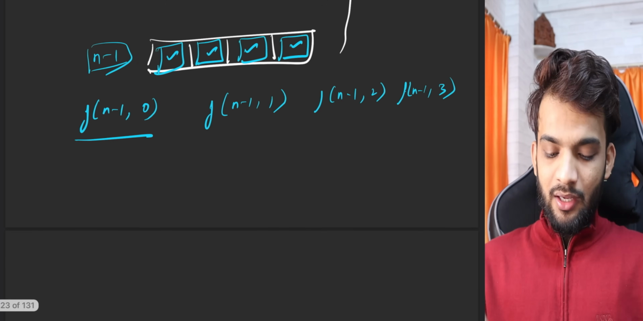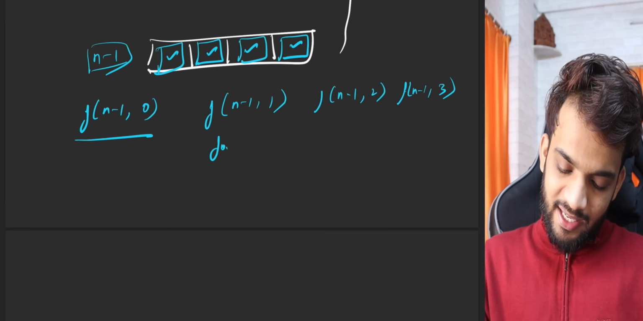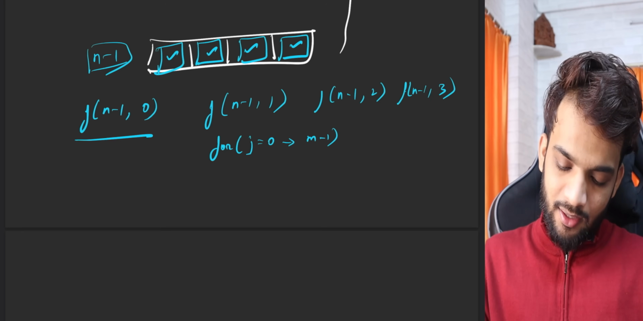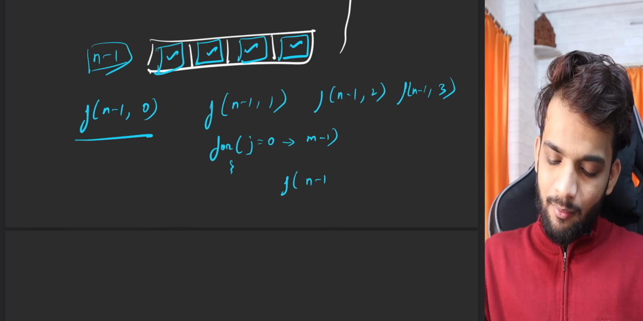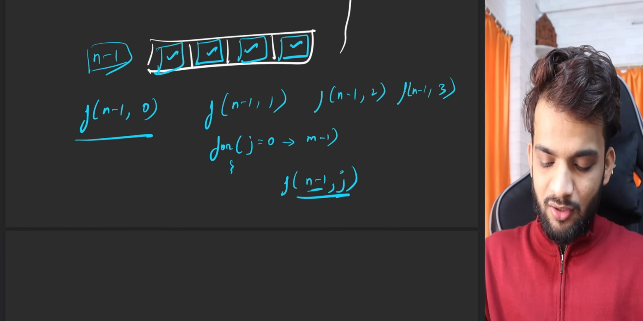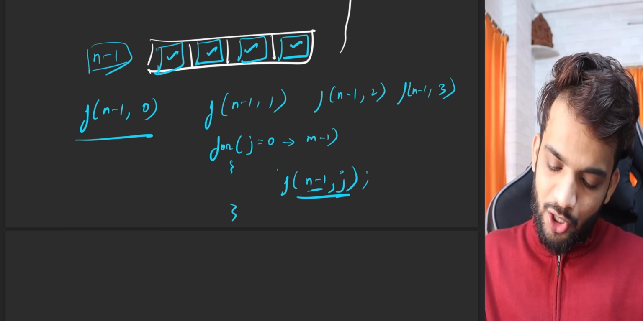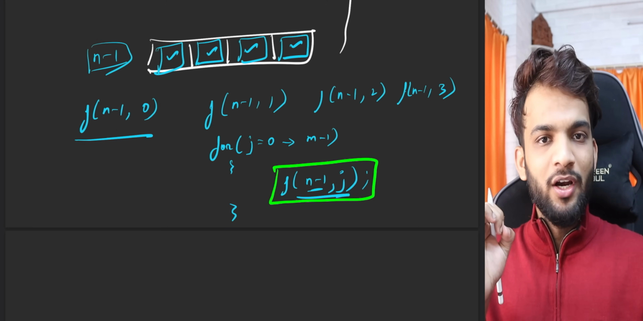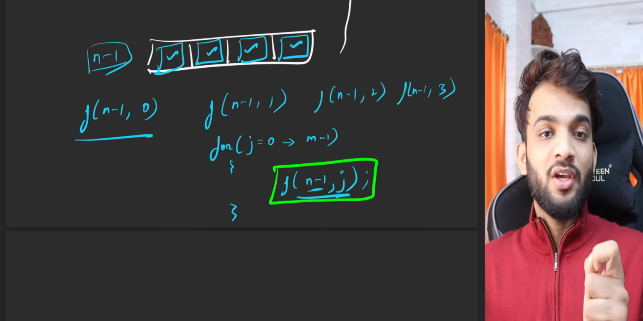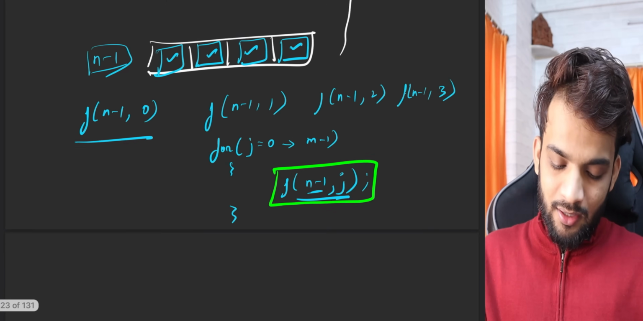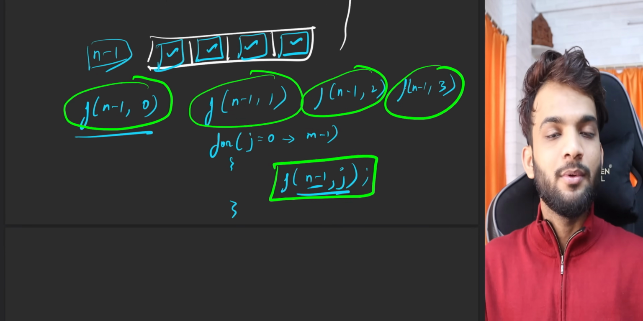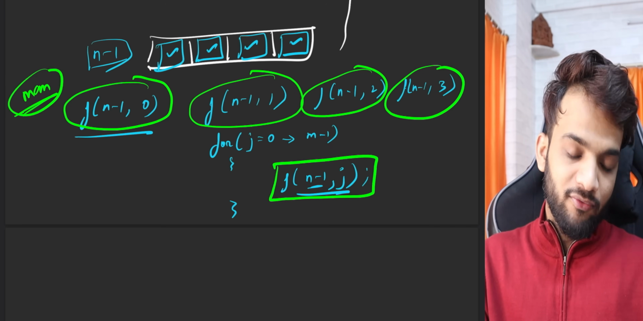So if there are m columns, assuming the columns go from 0 to m minus 1, then you have to call for every n minus 1, j, meaning the jth column might be my ending point. So you have to call the recursion every time. And every time you call f of n minus 1, j, whatever maximum possible path sum you get, this will give you a maximum path sum, and the max of all of them will be the answer.